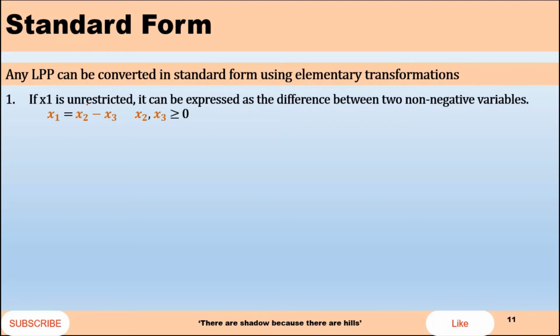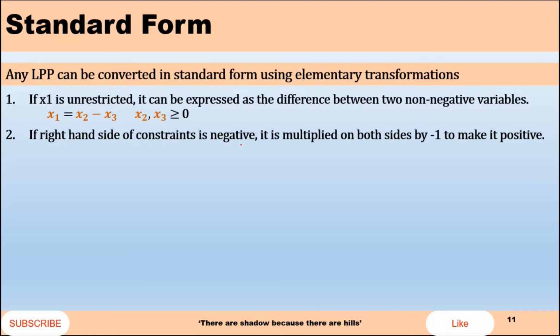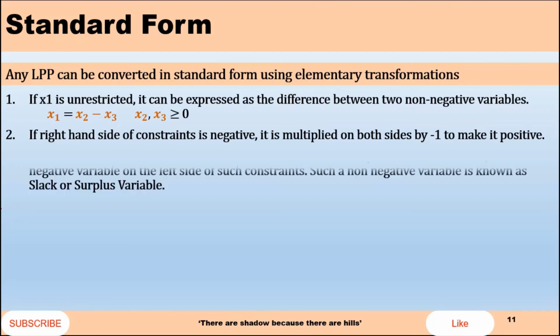So if x1 is unrestricted, as discussed in the case of canonical form, it can be expressed as the difference between two non-negative variables, x1 equal to x2 minus x3. So x2 and x3 are greater than or equal to 0. If the right hand side of the constraint is negative, it is multiplied on both sides by minus 1 to make it positive. So in the standard form, the right hand side of the constraint must be positive, right? If it is not, you can multiply both sides of the constraint with minus 1.